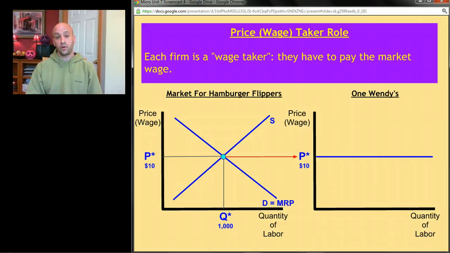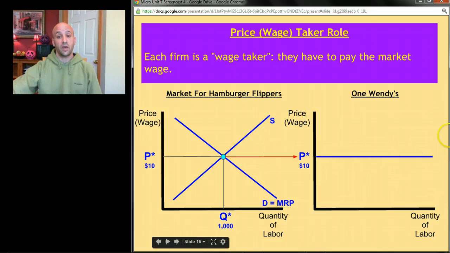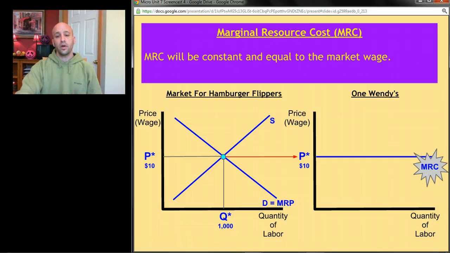So each individual firm takes that wage, it becomes their price, what they have to pay a worker. And more importantly for us, that price becomes marginal resource cost. For a perfectly competitive firm, a firm that's operating in a perfectly competitive labor market, MRC is going to be constant and equal to the market wage, because each additional worker is going to cost you $10 additional to hire.